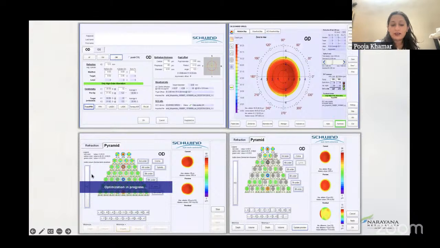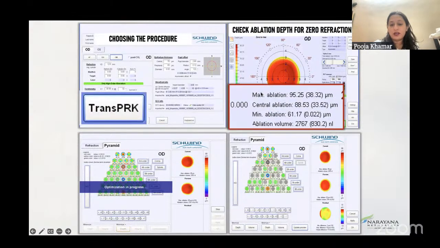So we replicated the same thing from the adaptive optics to the Schwind Amaris. We modulated and customized the aberration. The ones which you see in gray, the machine is not going to treat, and the ones which you see in colored images, the machine is going to treat. This will give a better regularization of the surface, better correction of aberrations, and it will also minimize the tissue ablation.